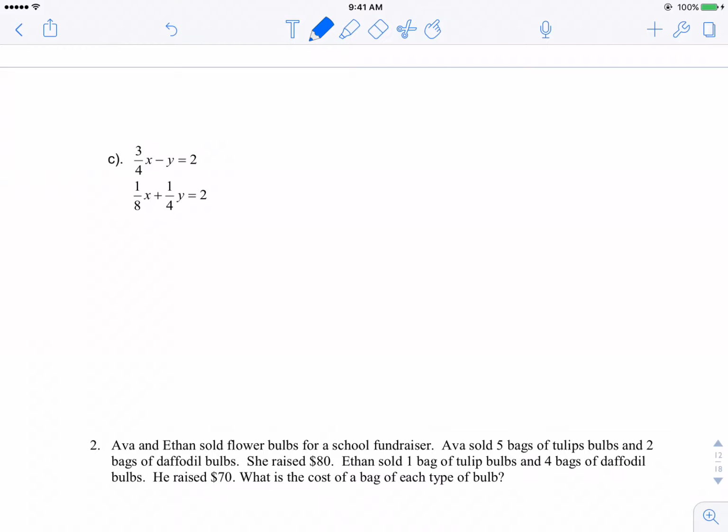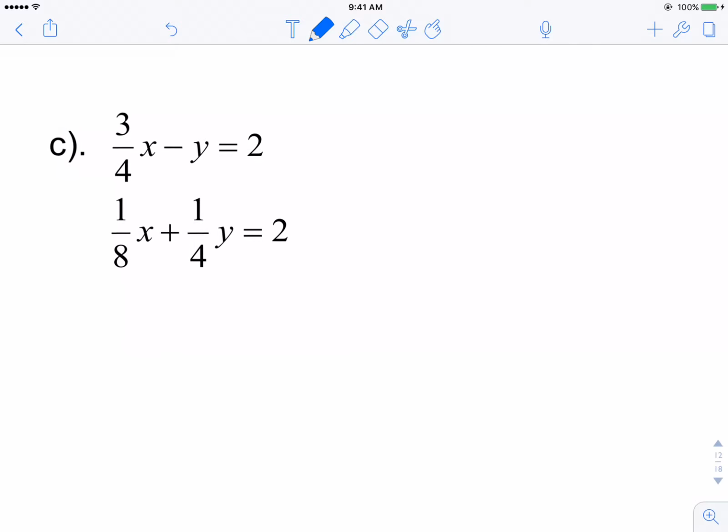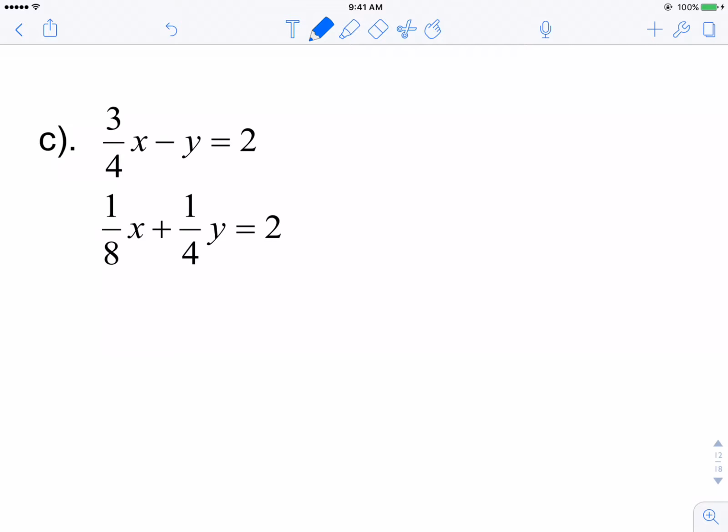So I know I said I'm coming back for example 2, but I didn't realize there was an example C. So we're coming back for example C here. 3 over 4x minus y is equal to 2, and 1 over 8x plus 1 over 4y is equal to 2. Before we can do, well, you could do all of this work and use fractions.